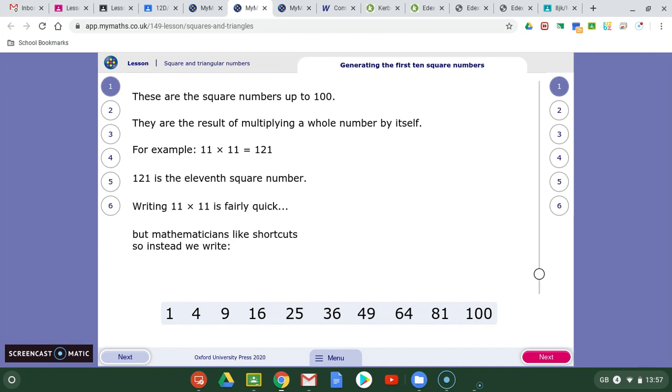So instead of writing 11 times 11, we write 11 with a little 2 up there, and that means squared, which means times by itself, which is why we just looked at all those squares there. So we use a little 2 instead of writing 11 times 11. So they are the first 10 square numbers. I would write those down on a piece of paper.